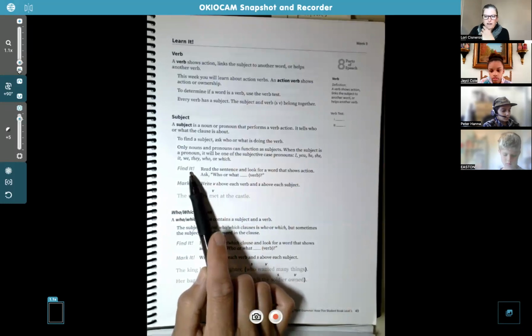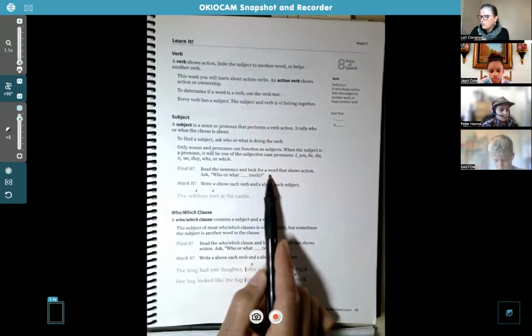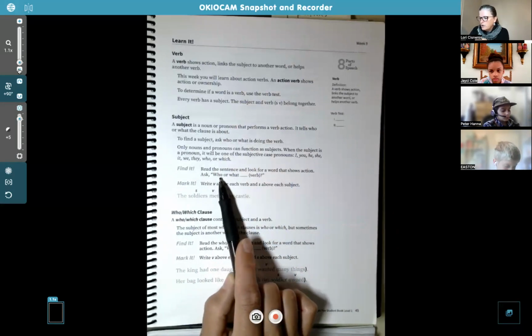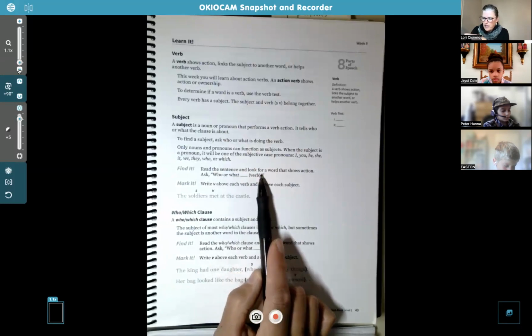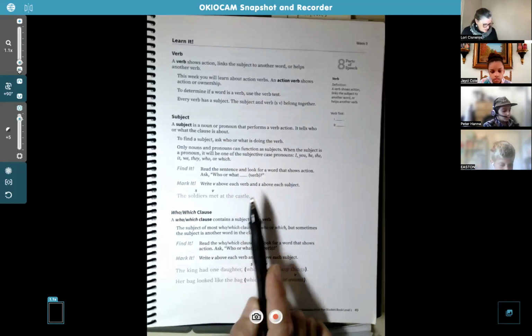So the way to find it in this book, first you're going to read the sentence and look for a word that shows the action. And then you ask who or what is doing that action. Write V above each verb and S above each subject.